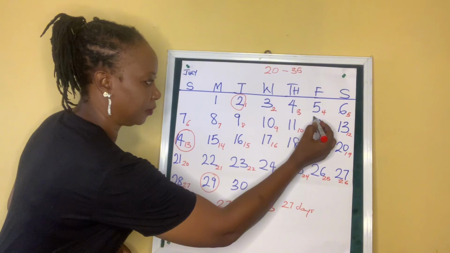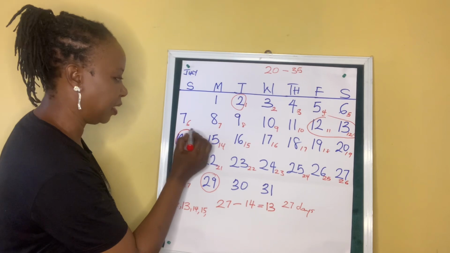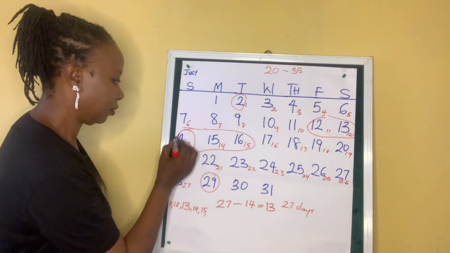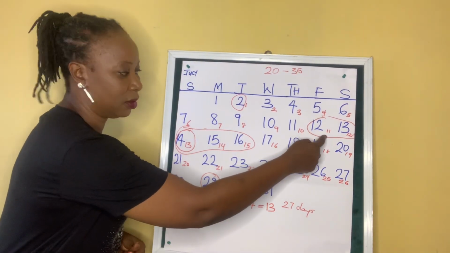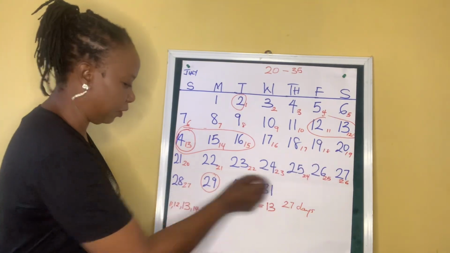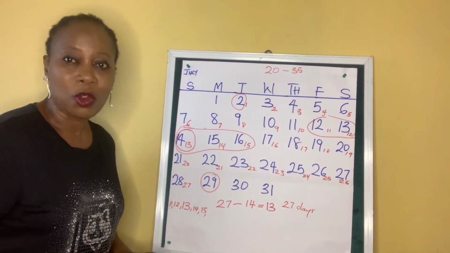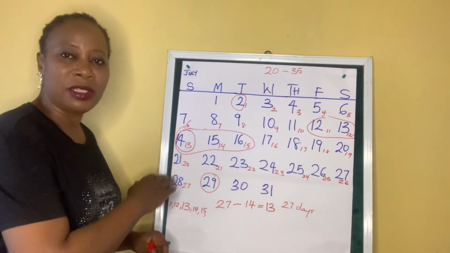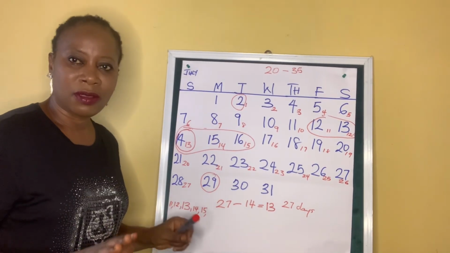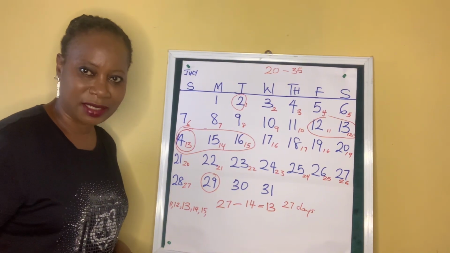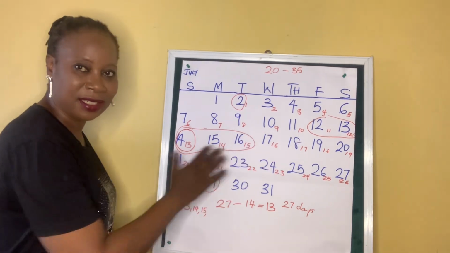These days are your fertile windows. Day 11 of the cycle, 12, 13, 14, 15. So these days you can release an egg. When you have sex during this period, yes, you will get pregnant. Once you are ovulating, you will surely conceive on these days.